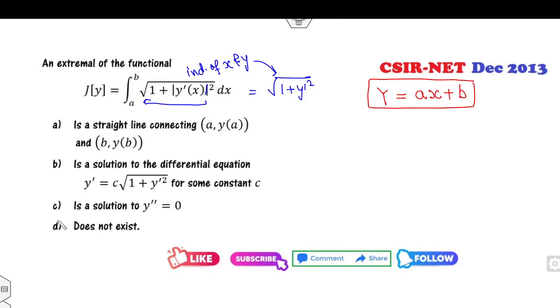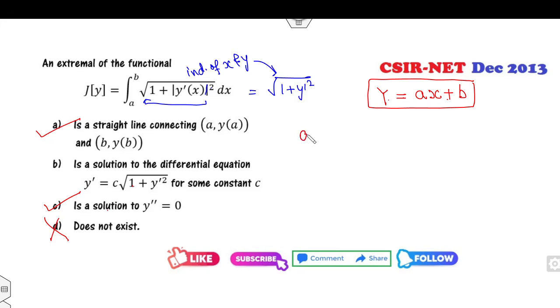Now look at the options. Does not exist, cancel. y double dash 0, satisfied. Is a straight line passing through (a, ya), (b, yb), satisfied. Now look at this option. Second is the solution of the differential equation. If this is the solution of the differential equation, it means this will satisfy this equation.